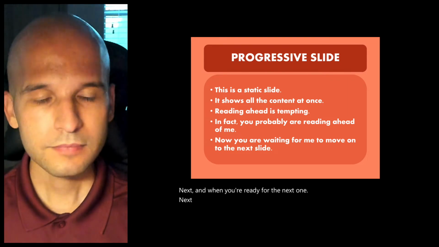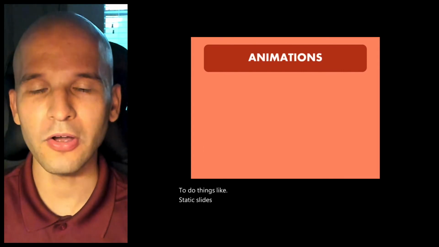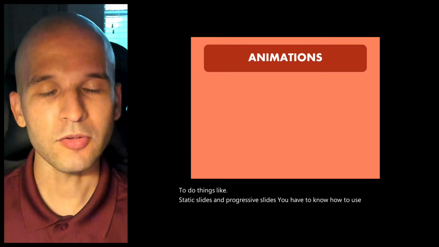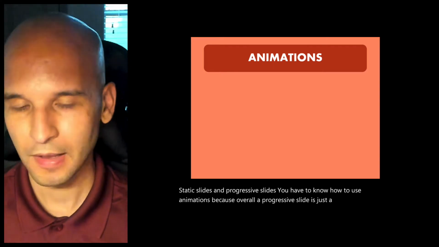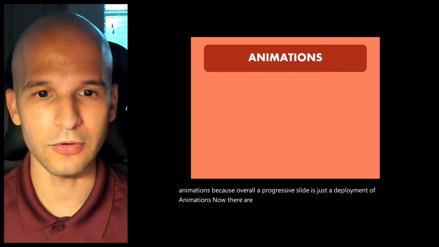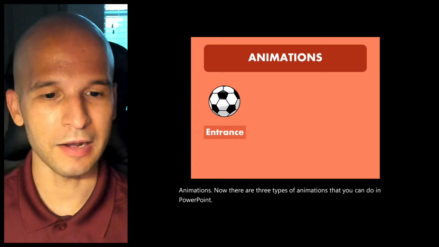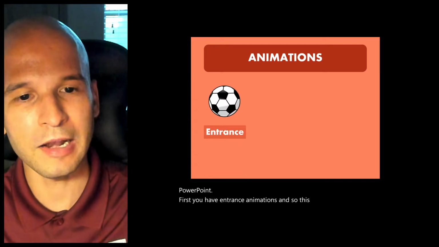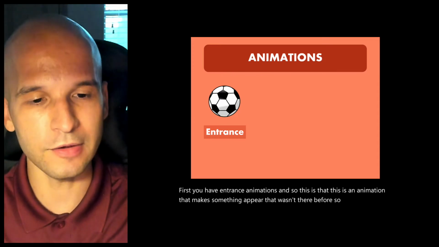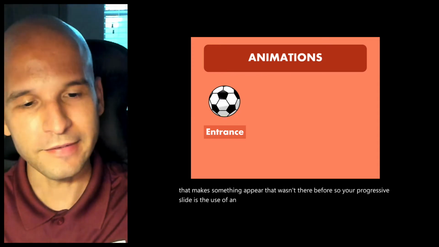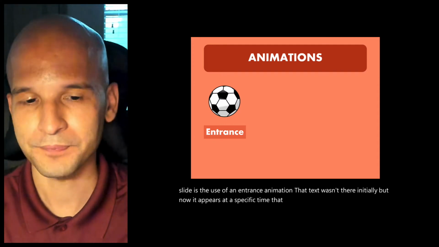Now, to do things like static slides and progressive slides, you have to know how to use animations. Because overall, a progressive slide is just a deployment of animations. Now, there are 3 types of animations that you can do in PowerPoint. First, you have entrance animations. This is an animation that makes something appear that wasn't there before. So your progressive slide is the use of an entrance animation. The text wasn't there initially, but now it appears at a specific time that you want it to appear.